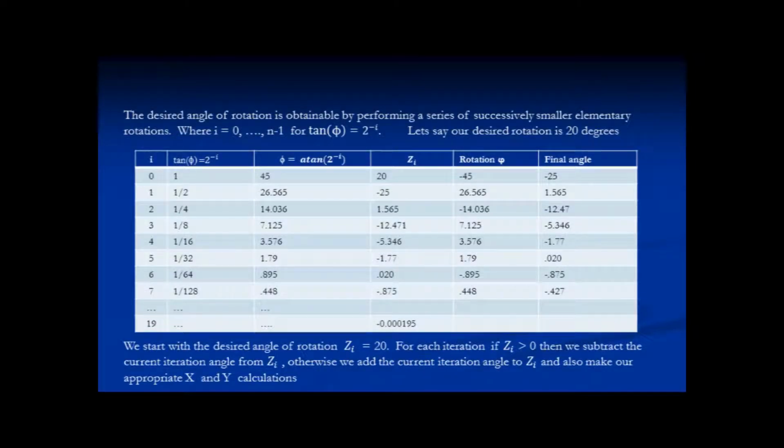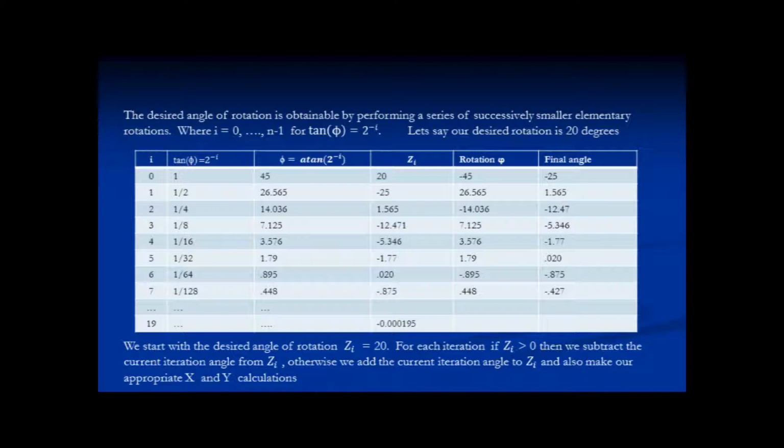Since we can make simple calculations using tangent of phi equals 2 to the minus i, then to get to a specific desired angle of rotation, we perform a series of successively smaller elementary rotations using tangent of phi equals 2 to the minus i, where i will be our rotation number.